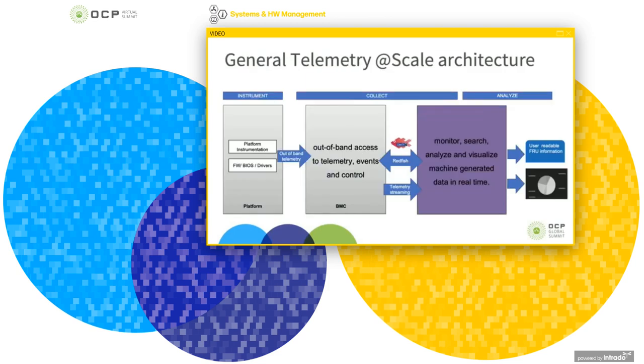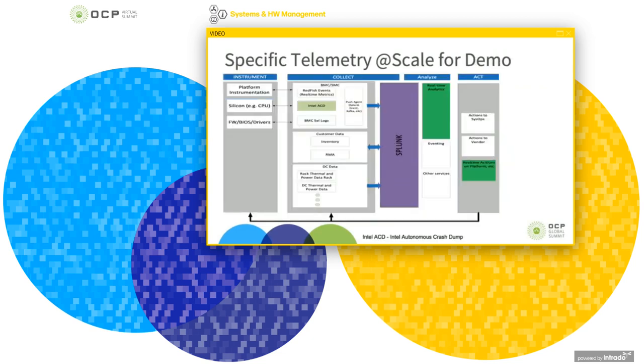The general telemetry at scale architecture consists of three distinct layers: the instrumentation, collection, and analysis layers. At instrumentation, this is the instrumentation of platform components, firmware, BIOS, and drivers. At the collection layer, the ability to collect this information and stream it out of band to an at-scale database. And then a set of tools that allows for searching, analyzing, and visualizing machine-generated data in real time.